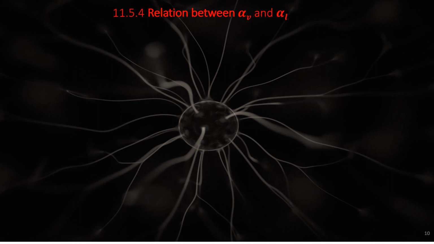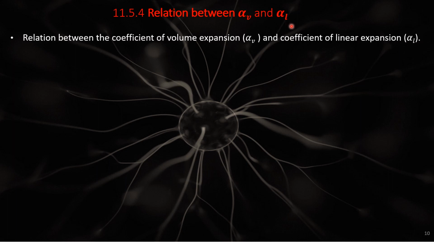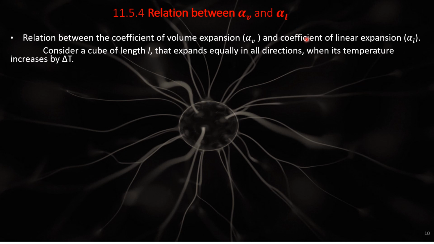Now we will derive an equation for the relation between alpha V, the coefficient of volume expansion, and alpha L, the coefficient of linear expansion. Consider a cube of length L that expands equally in all directions, that is length into breadth into height, when its temperature increases by delta T. We know that by definition alpha L is equal to delta L by L, that is change in length to original length, divided by delta T. This is the basic definition of the coefficient of linear expansion.